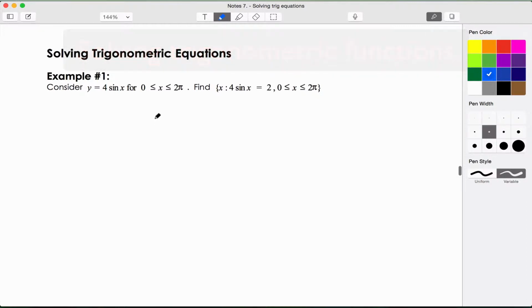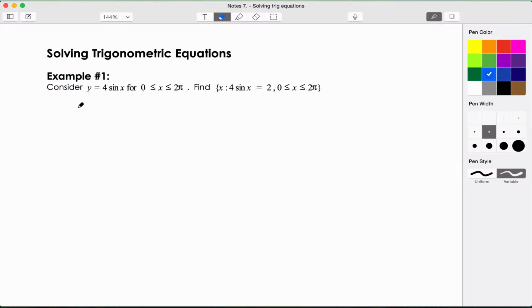I've got an example here. It says y equals 4 sine x for x between 0 and 2 pi. And what we're trying to solve is x such that, remember this colon means such that, x such that 4 sine x, which is this equation, is equal to 2 from 0 to 2 pi. So we need to make this whole equation equal to 2.